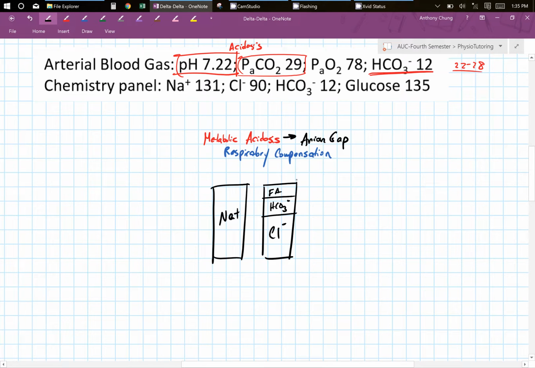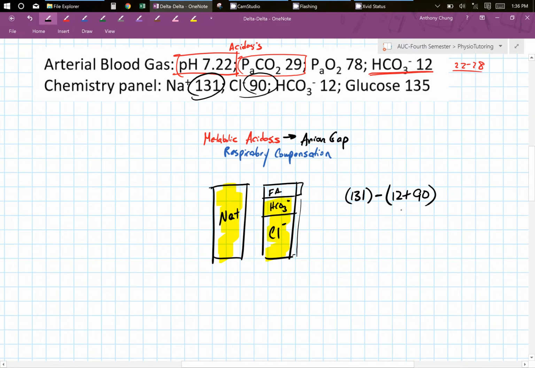So we want to find out your anion gap. This is your anion gap. How do you solve it? Well, you have the big one over here. You have the big sodium. Subtract this. So you have your sodium, 131, minus your bicarb over here, which is 12, plus your chloride over here, 90.